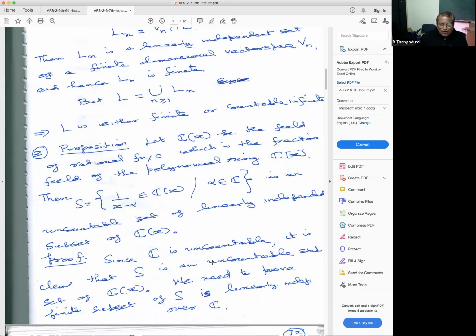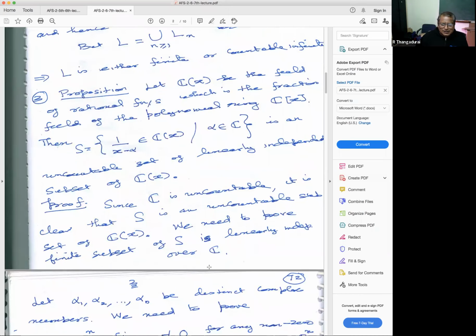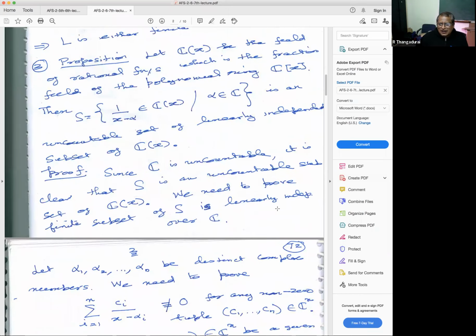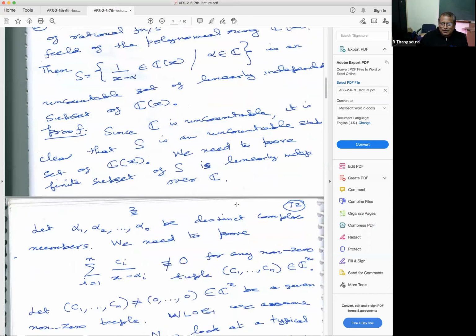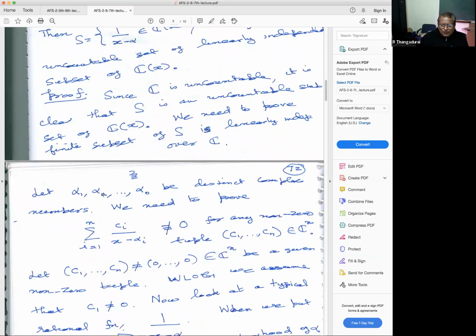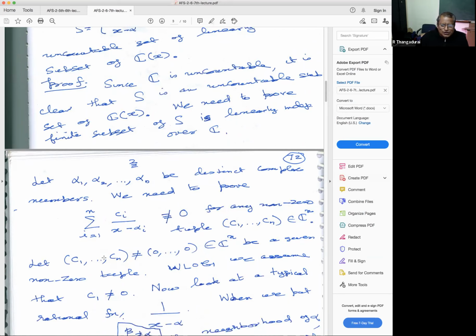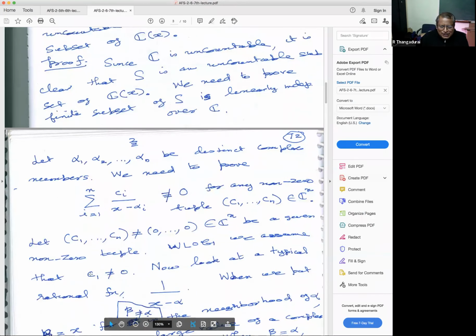Since C is uncountable, it is clear that S is an uncountable subset of C(x). We need to prove that every finite subset of S is linearly independent over C. So we take arbitrarily alpha 1, alpha 2, ..., alpha n, distinct complex numbers. We need to prove that this is not identically 0 for any non-zero tuple. The three bars mean it's not identically 0 as a function. So since this tuple is non-zero, without loss of generality we assume that c1 is non-zero.